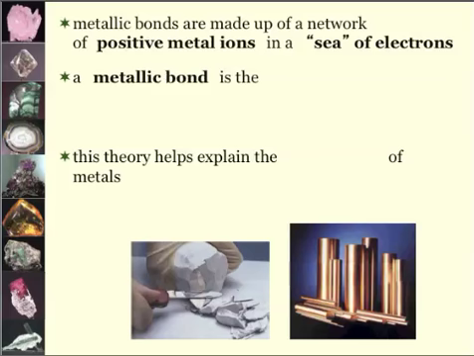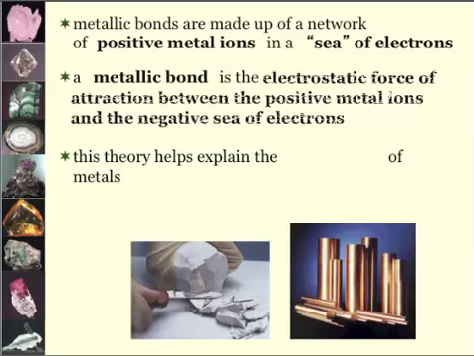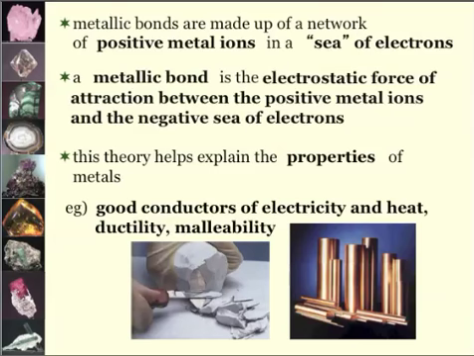Okay? A metallic bond is the electrostatic force of attraction between the positive metal ions and the negative sea of electrons. So this theory helps explain the properties of metals. So for example, they're good conductors of electricity and heat. They've got good ductility and malleability, and this is all because we have the positive metal ions and the sea of electrons that floats around.